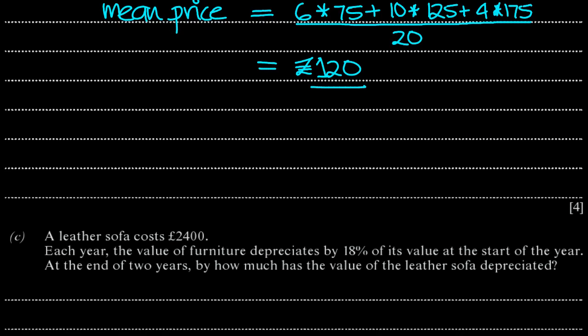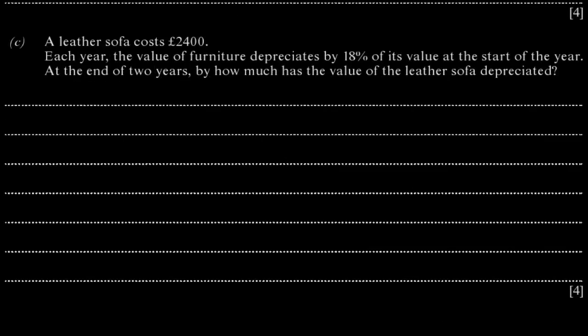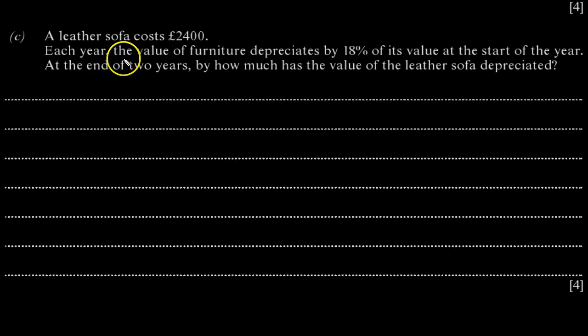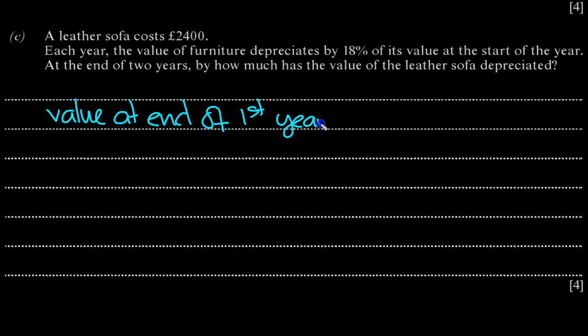A leather sofa costs £2,400. Each year, the value of furniture depreciates by 18% of its value at the start of the year. At the end of 2 years, by how much is the value of the leather sofa depreciated? So the value at the end of the first year is equal to the original amount of the sofa minus 18% of it.